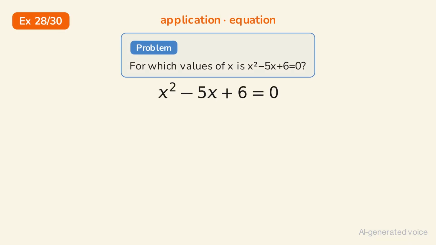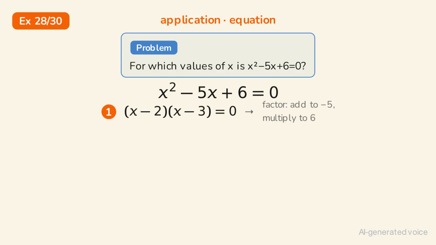Second problem, solving an equation. For which values of x is x squared minus 5x plus 6 equal to 0? The trick is to factor the left side and then use a very powerful property. The trinomial factors by finding two numbers that add to minus 5 and multiply to 6, they're minus 2 and minus 3. We get x minus 2 times x minus 3 equals 0.